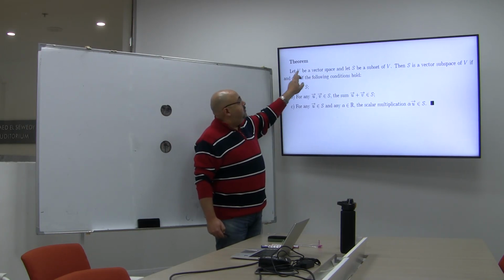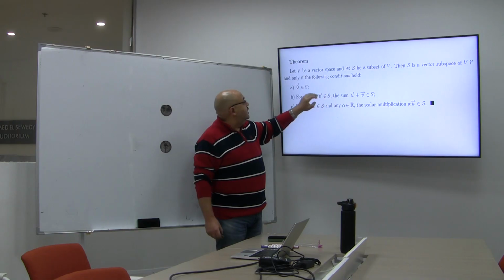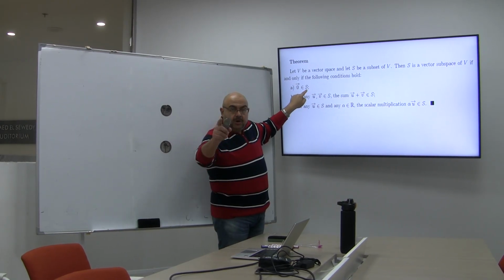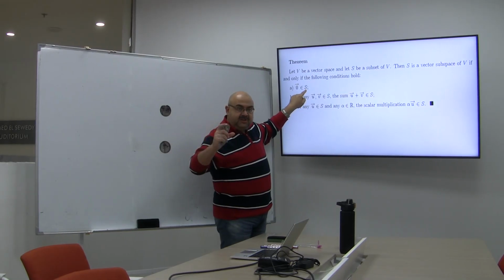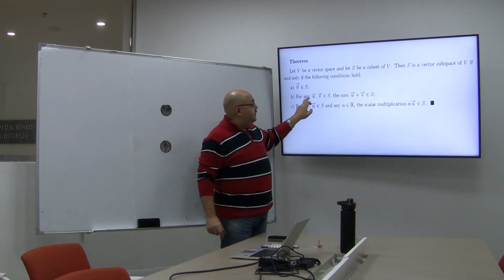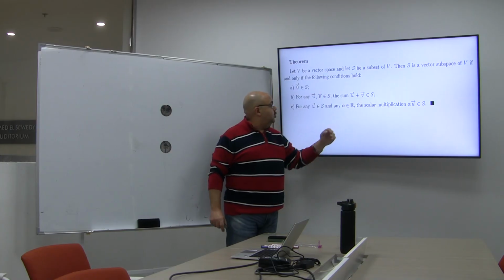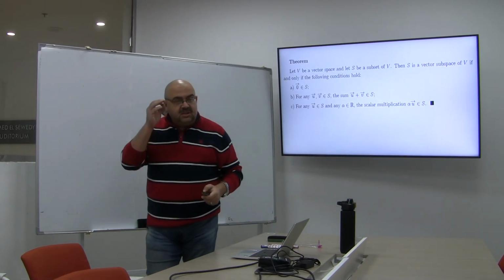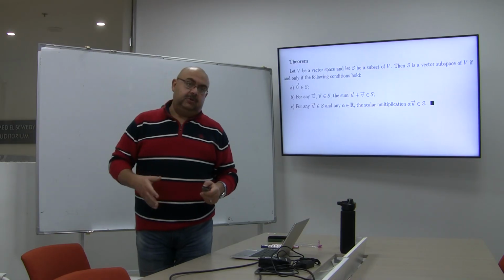Okay, let V be a vector space and S be a subset. They should satisfy the following. Number one, the origin belongs to S, which means the origin of the main vector space should be the same. Number two, for u and v in S, their addition belongs to S and the multiplication by a scalar belongs to S. So this is the main condition of having a subvector space.